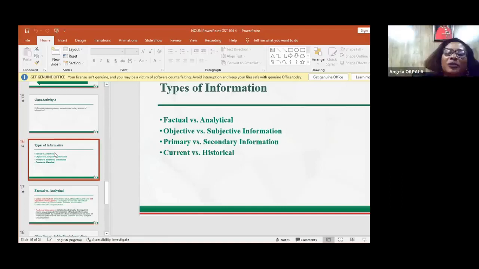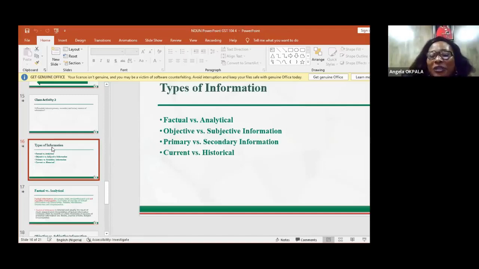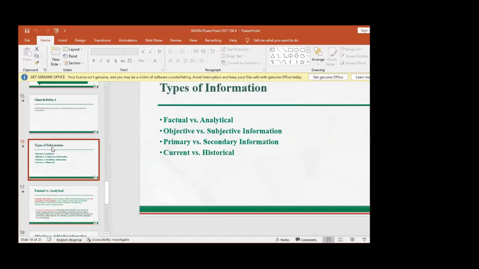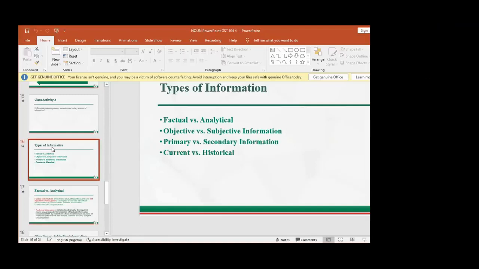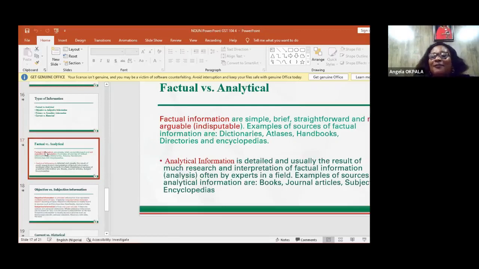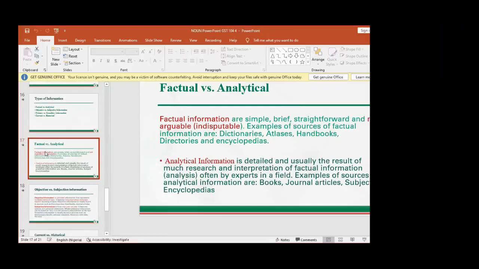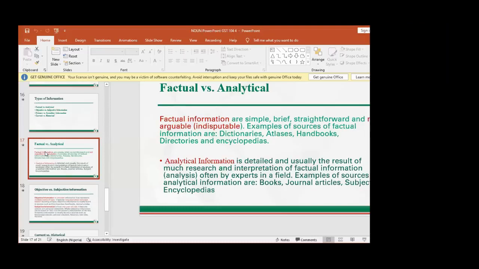So we are going to be looking at types of information. You have factual versus analytical information, objective versus subjective information, primary versus secondary information, current versus historical information. Now, what do I mean by all of this? What are these factual information? When somebody says it is a fact, I know that my intelligent students already know what it means.